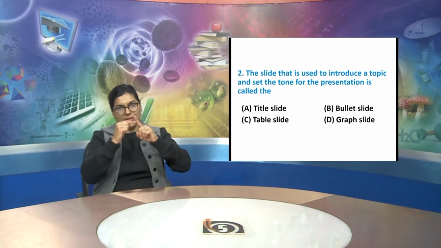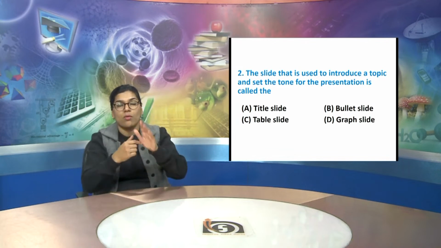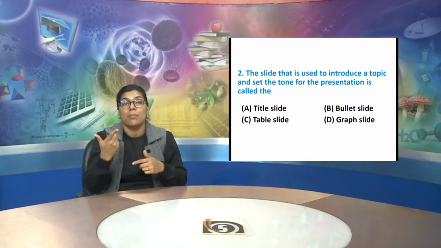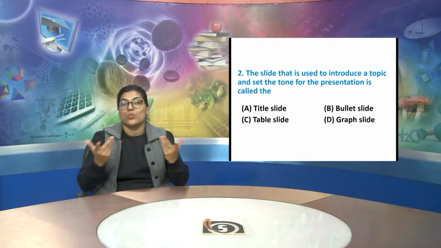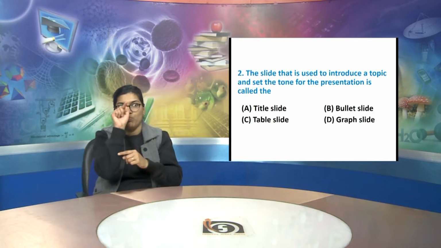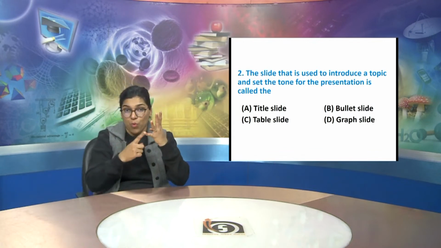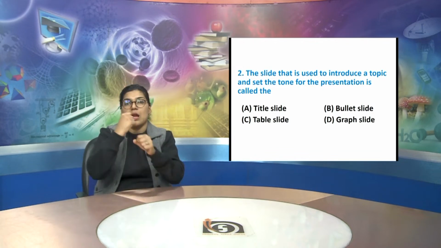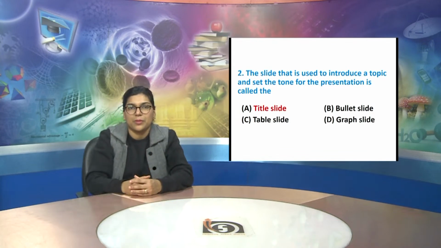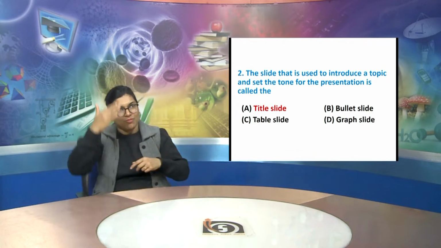Question 2. The slide that is used to introduce a topic and set the tone for the presentation is called the... You have 4 options, A, B, C and D. You have to choose which one is correct. Option A, title slide. Option B, bullet slide. Option C, table slide. Option D, graph slide. Have a look at the answer. The first option is correct. It is title slide.